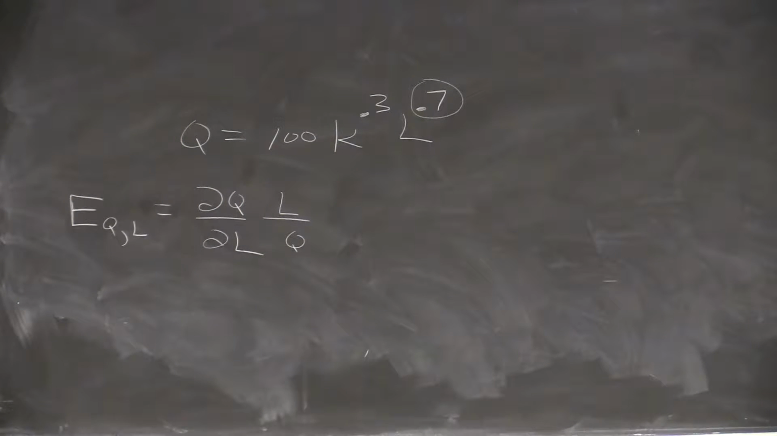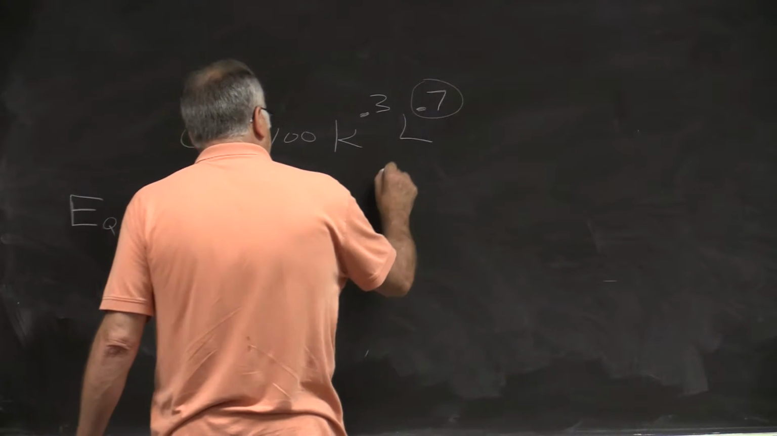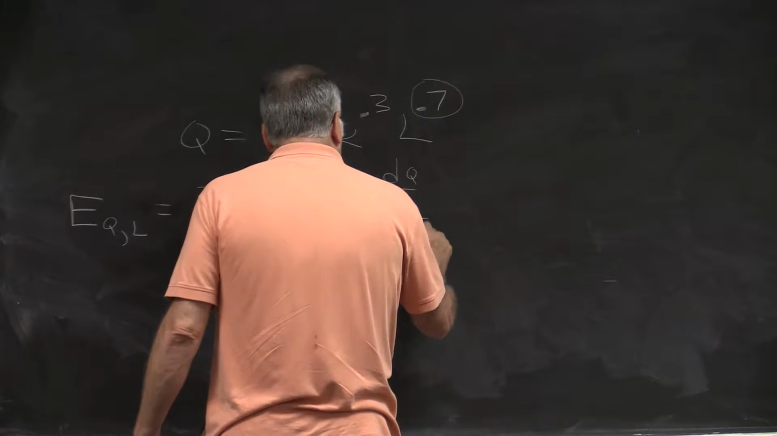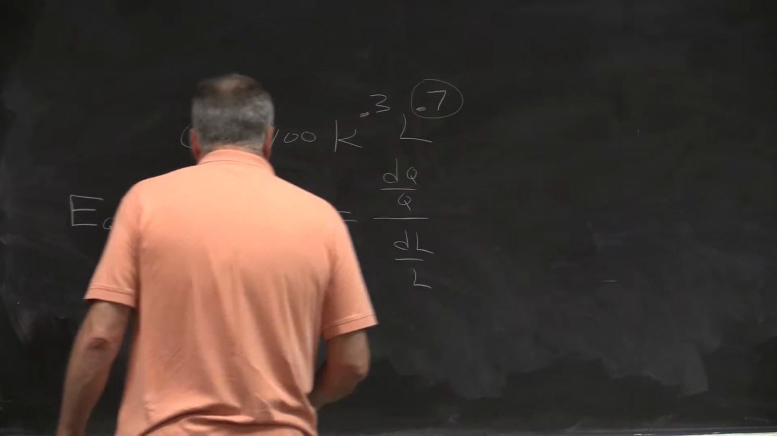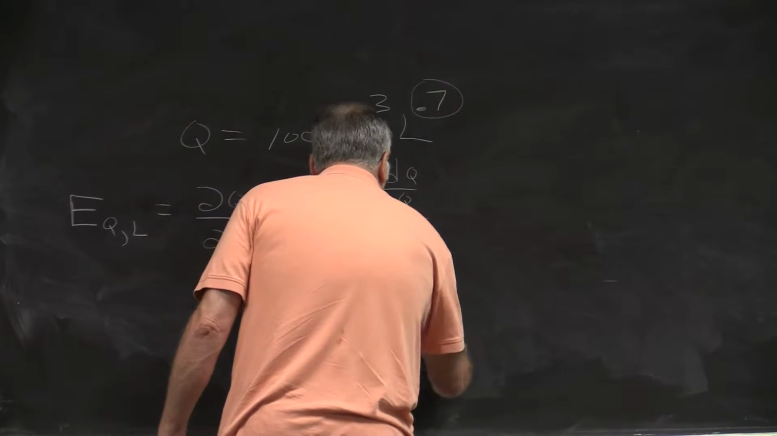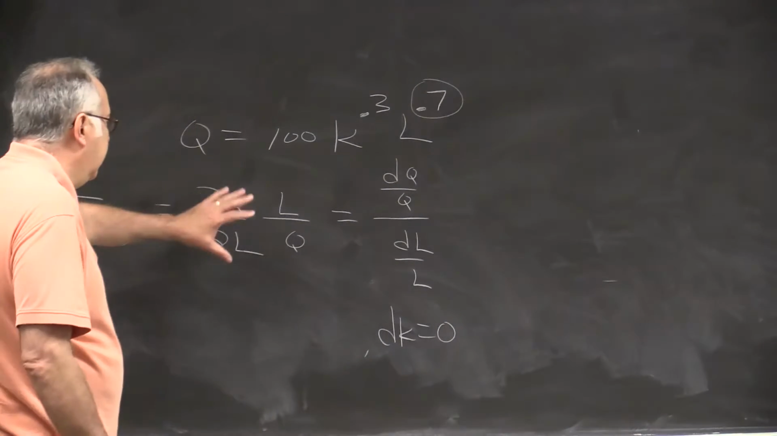Or another way of thinking about this is you could say this is the same as dQ over Q divided by dL over L, assuming dK is 0. We're assuming that capital is not changing. So you can see it's the proportional change in output over the proportional change in labor, assuming capital is being held constant. So if you like, you could think of it that way.